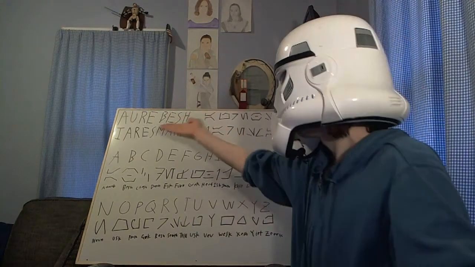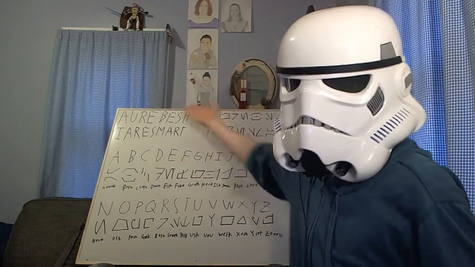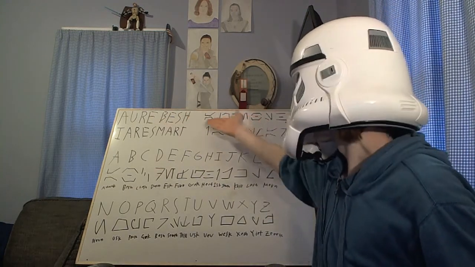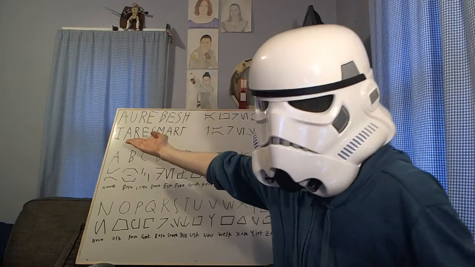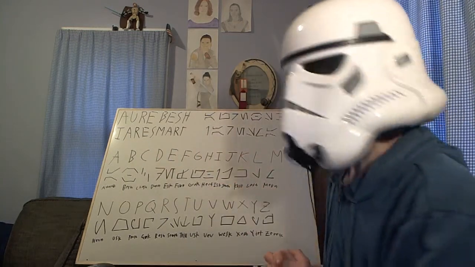So of course here we have some basic writing. We can see Aurebesh. This is actually Aurebesh written in English writing, and then Aurebesh in actual Aurebesh. Then we have my name, IARESMART. As you can see it here, IARESMART, but in Aurebesh.